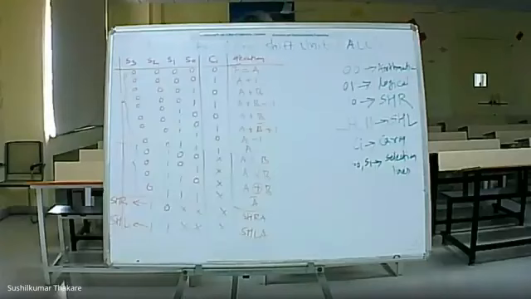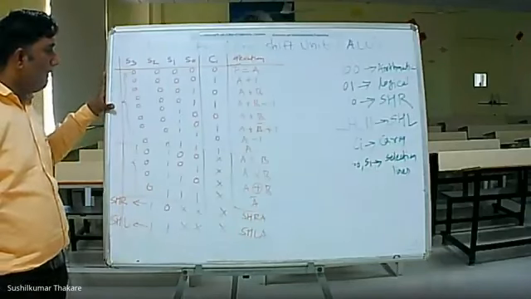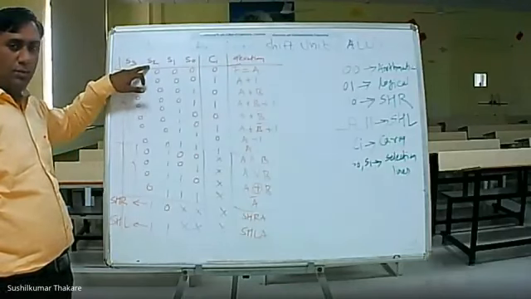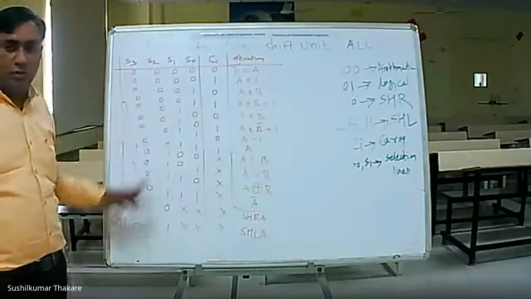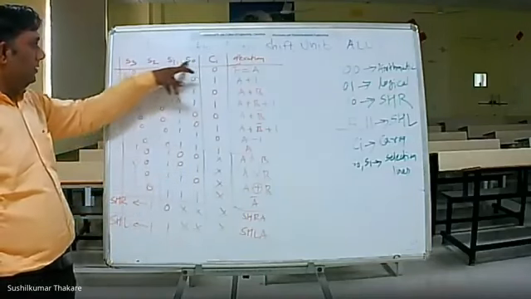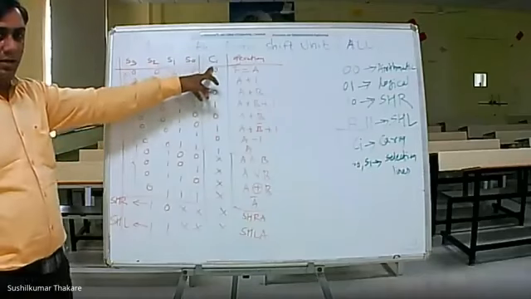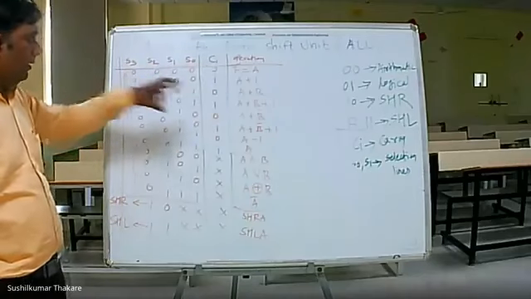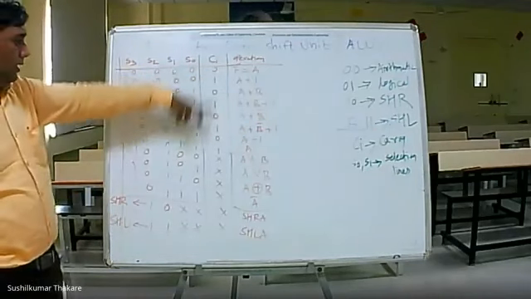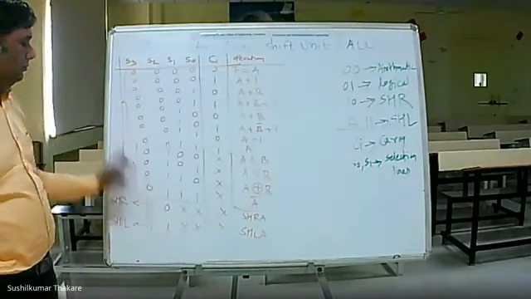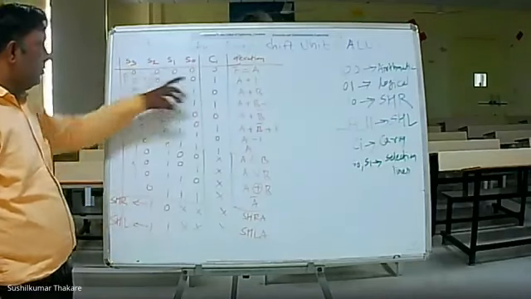This is the truth table of the arithmetic, logical and shift unit. S3 and S2 are the select lines of the 4:1 mux already designed. S1 and S0 are the select lines of the arithmetic and logical units, and CI is the carry input of the arithmetic circuit, and then the operations. Write down the different conditions from 0 to 15.